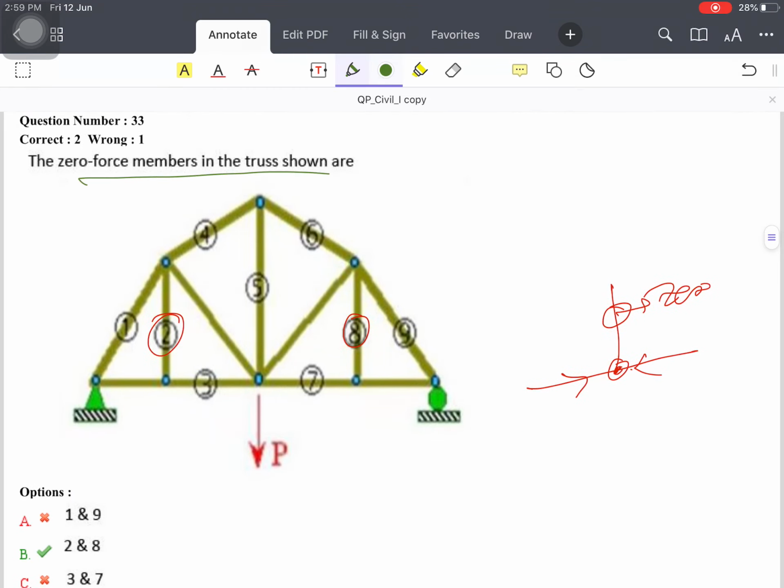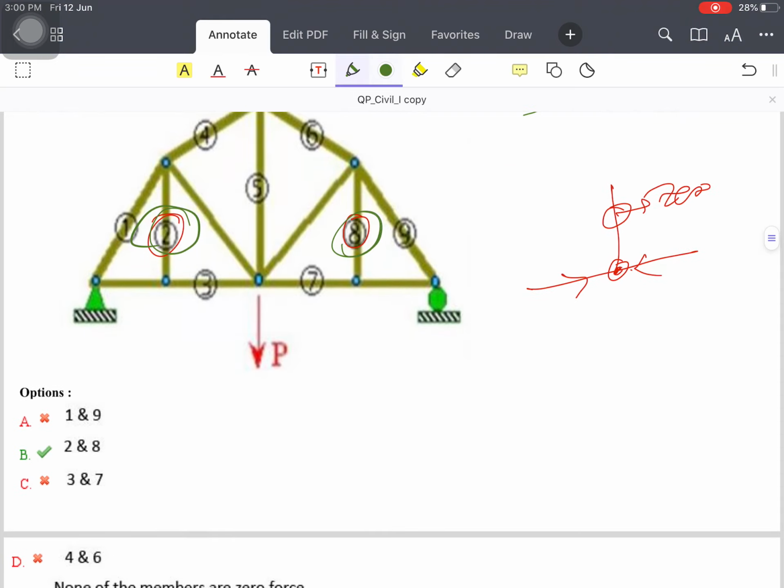The zero force members in the truss are... So at a joint, if two forces are collinear and another member is there, this must be 0. So in this case, this is 0 and this is 0, and 2 and 8 will be the answer.